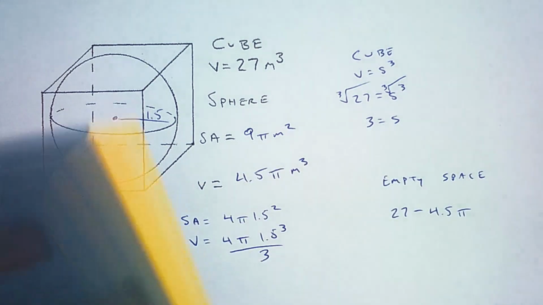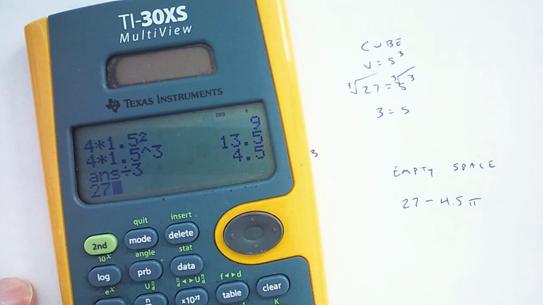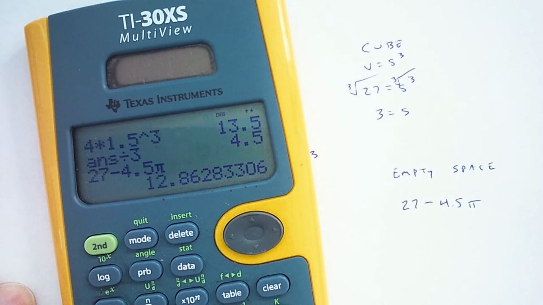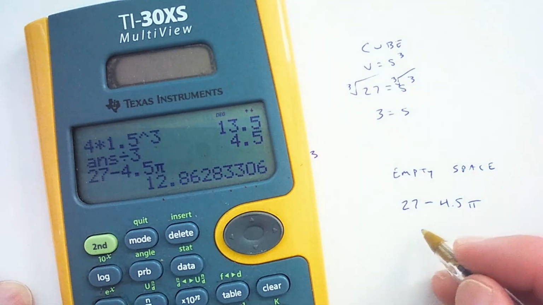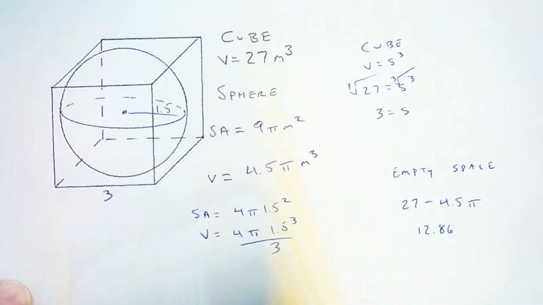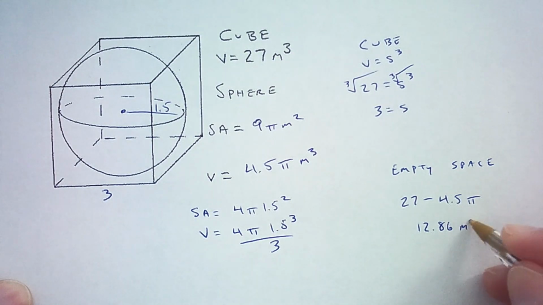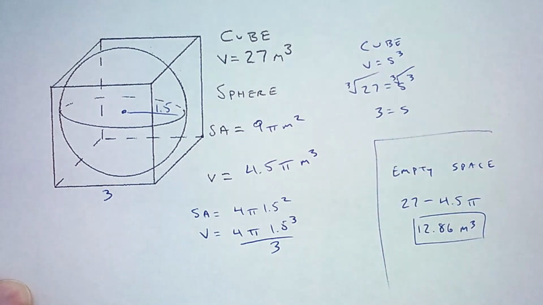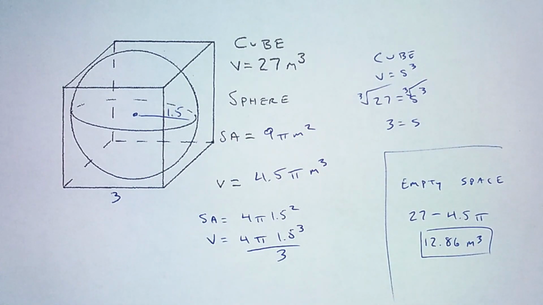Okay, so we'll type that in our calculator. 27 minus 4.5 pi equals 12.86. So it's approximately 12.86, and that is in meters cubed. That is the empty space inside of that cube.